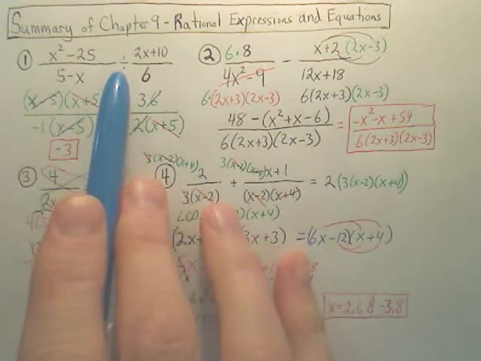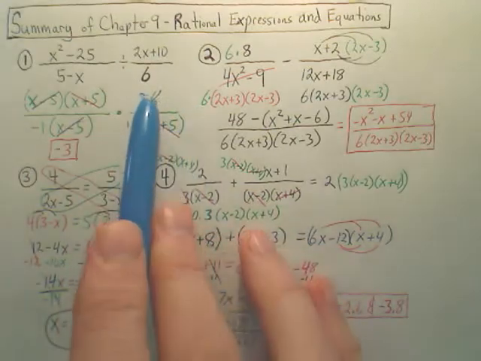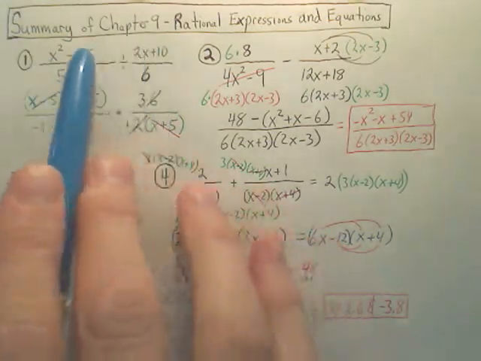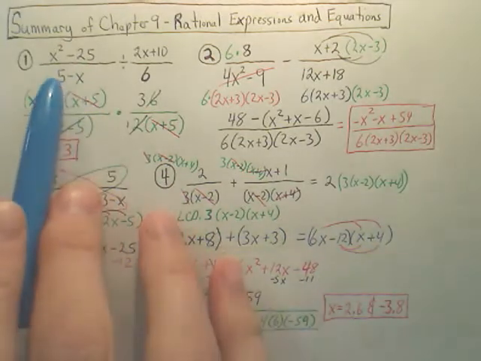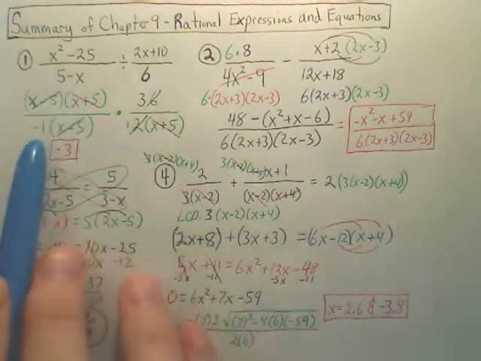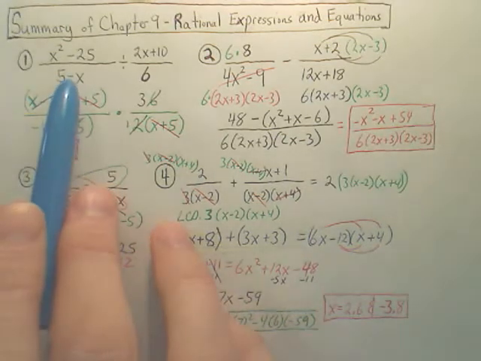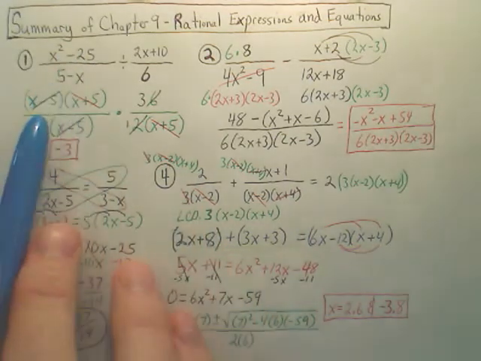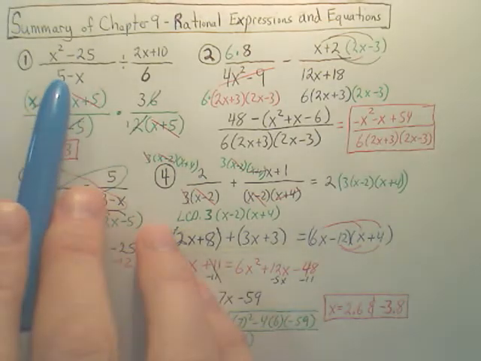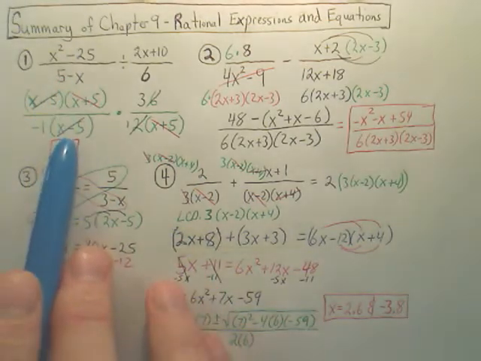For division, the key is you flip the second one. See right there, you flipped it. Make it a multiply. You factor every piece. Now this right here, 5 minus x, becomes an x minus 5 because when you pull out a negative 1. And the reason I know to pull out a negative 1 is when I factor the top, I see this x minus 5 and I want to try to cancel. And the only way I can is if I make that an x minus 5.